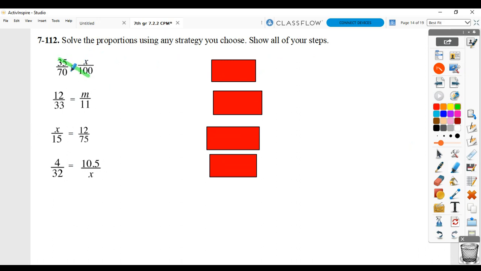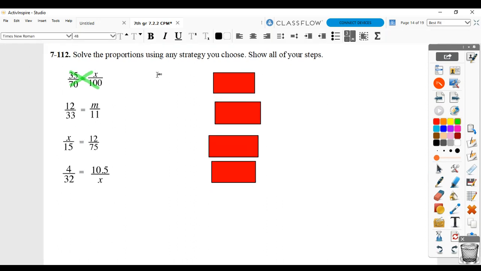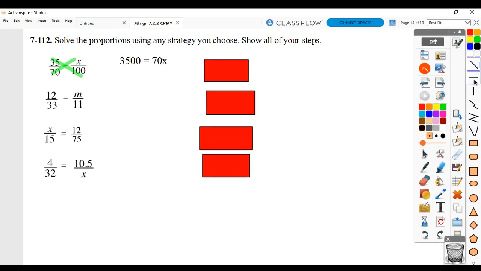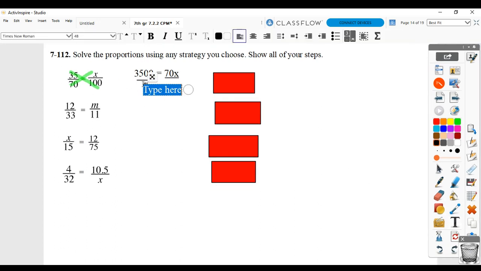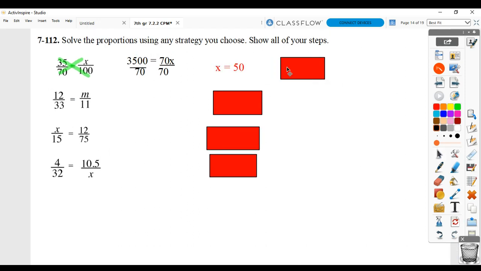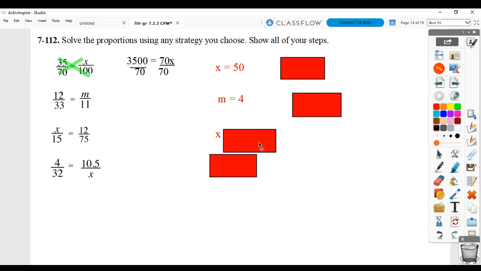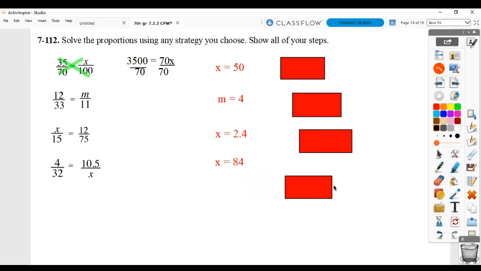So 35 times 100 equals 70 times x, which gives you 3,500 equaling 70x. And then you would divide both sides by 70 to find the value of 1x, or just x. So you end up multiplying again the two diagonally that you know, divide by the third value, and you end up getting then your answer of 50. Second one, third, and fourth all use probably the same strategy. You get 4, 2 4/10, and 84.